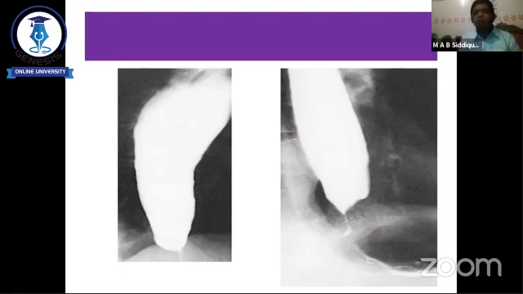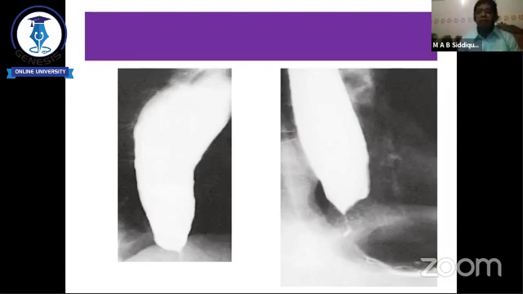But when you want to see the esophagus, it is called barium swallow X-ray. When you want to see the stomach, it is called barium meal X-ray. When you want to see the small intestine, it is called barium follow through. And when we want to see the large intestine, it is called barium enema, as we use the dye by the per rectal route.